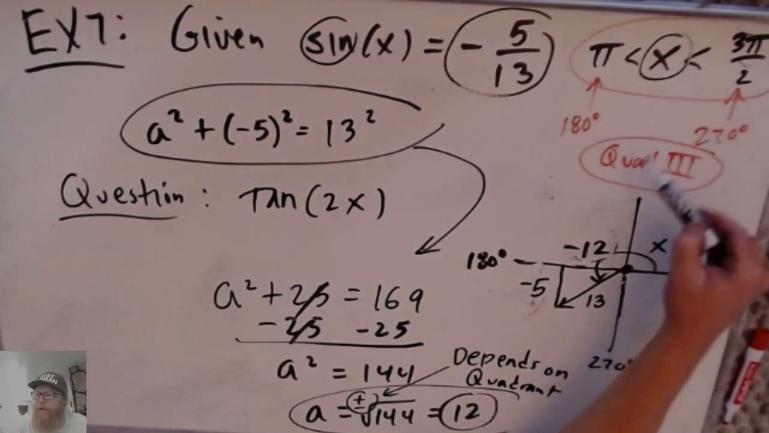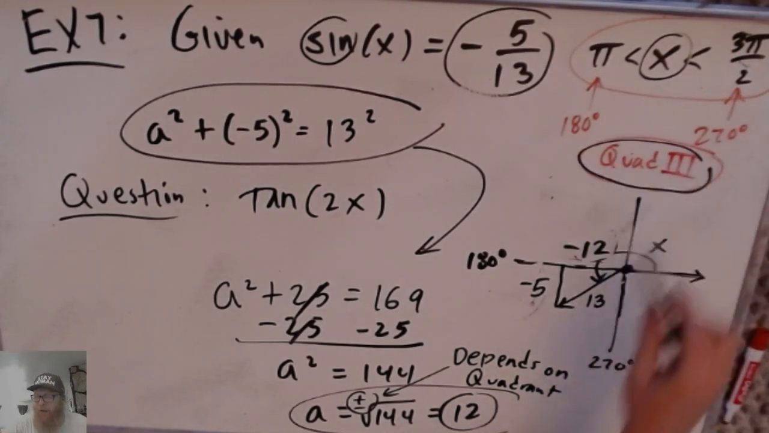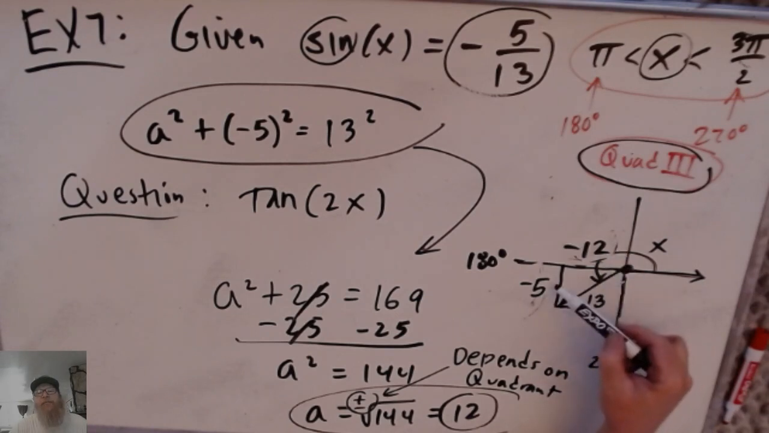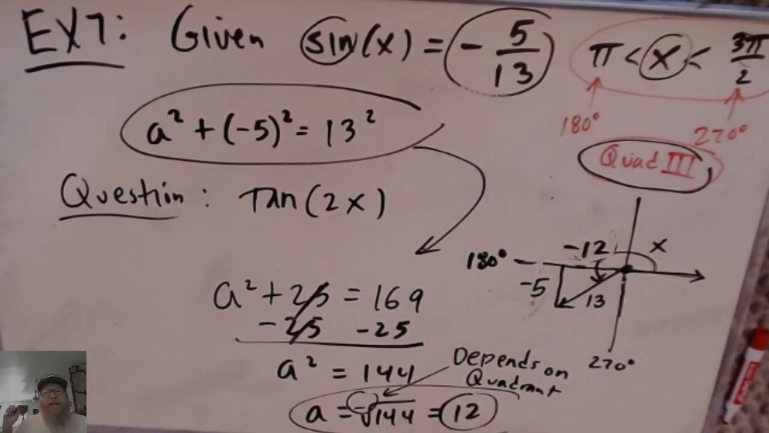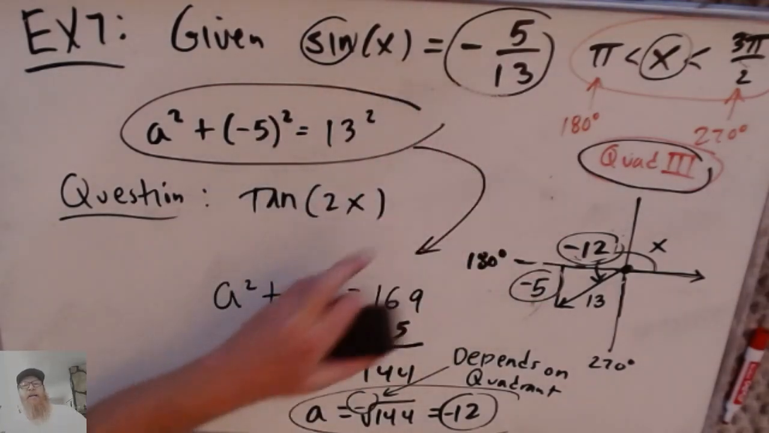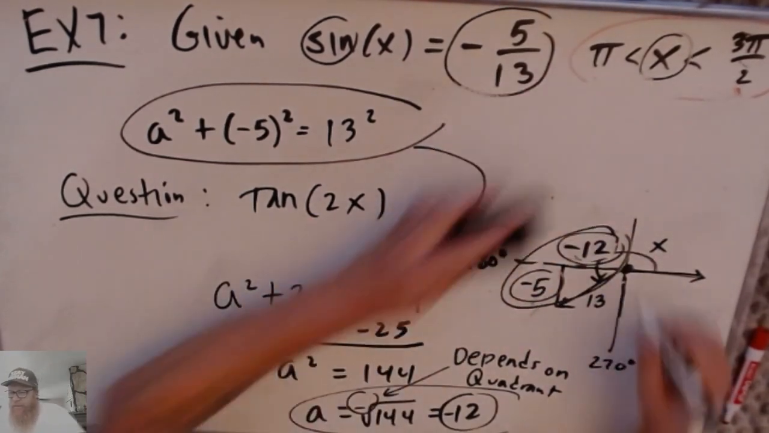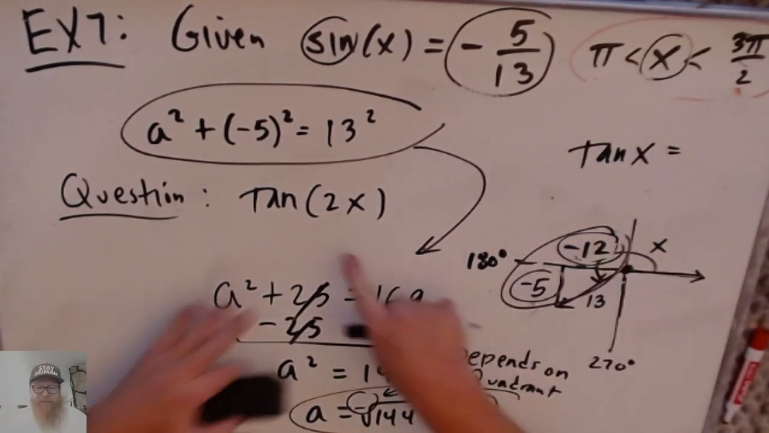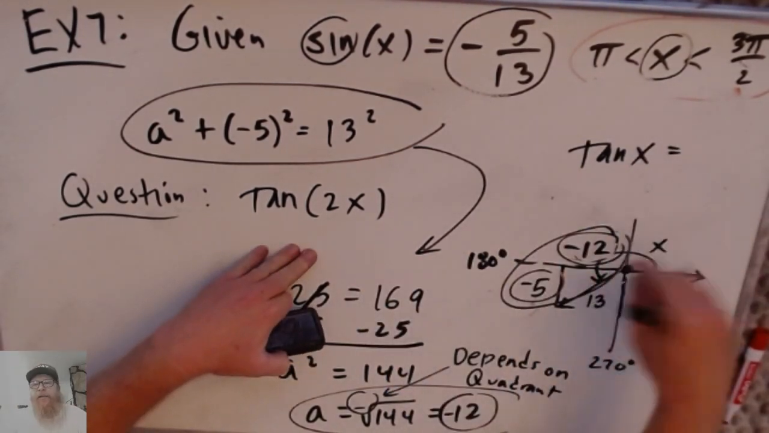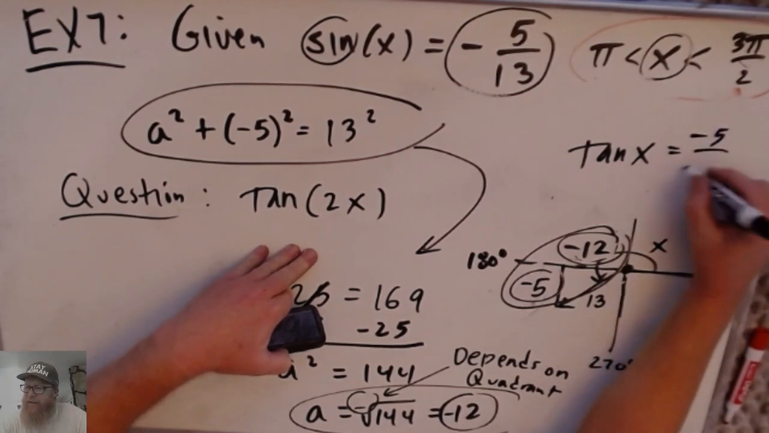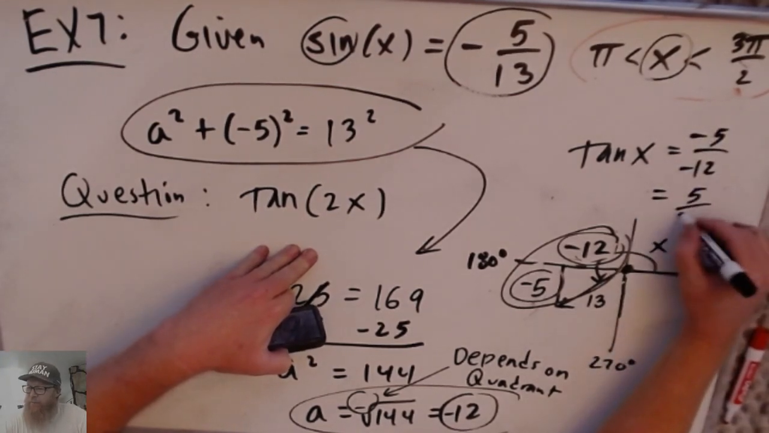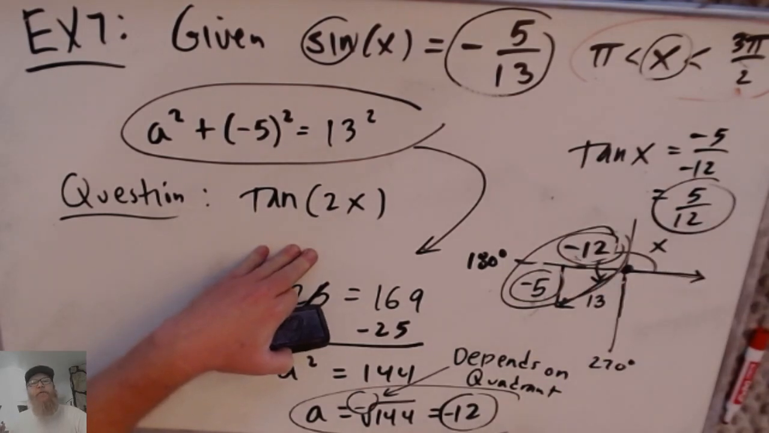Since we are in quadrant 3, both the cosine and the sine are negative, so we're going with the negative square root. So this is -12, and we need to be careful. We were given the sine and asked to find the tangent. The tangent of x, not the double x, just the original x in my picture, is -5 divided by -12, which is just positive 5/12.